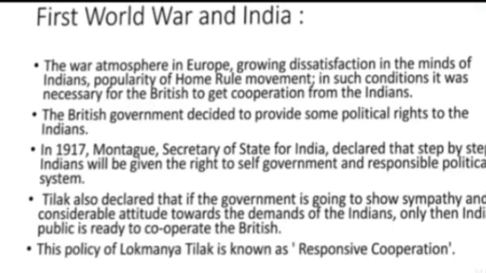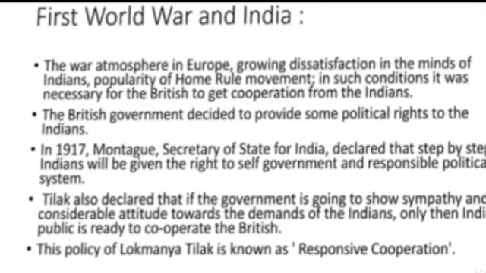Tilak also declared that if the government is going to show sympathy and a considerate attitude toward the demands of the Indians, only then is the Indian public ready to cooperate with the British. The policy of Lokmanya Tilak is known as responsive cooperation.